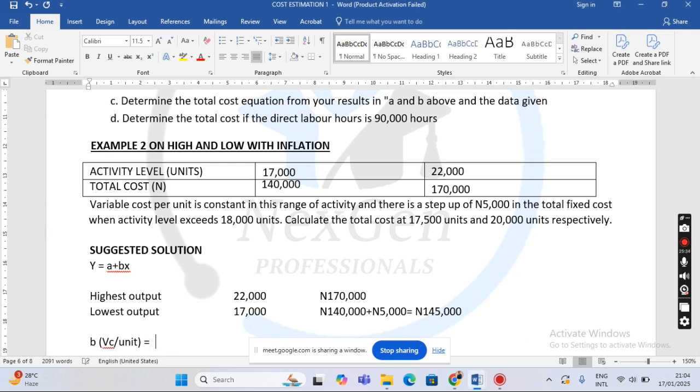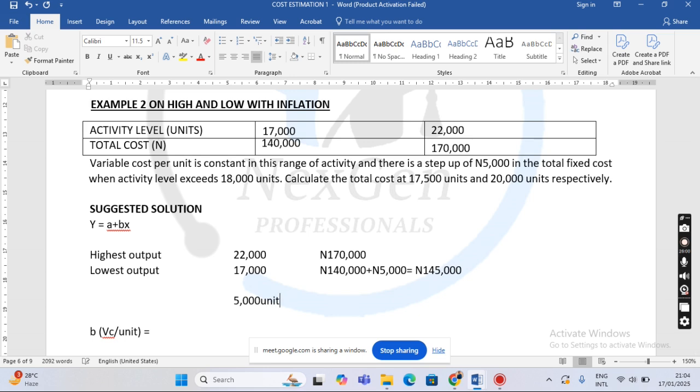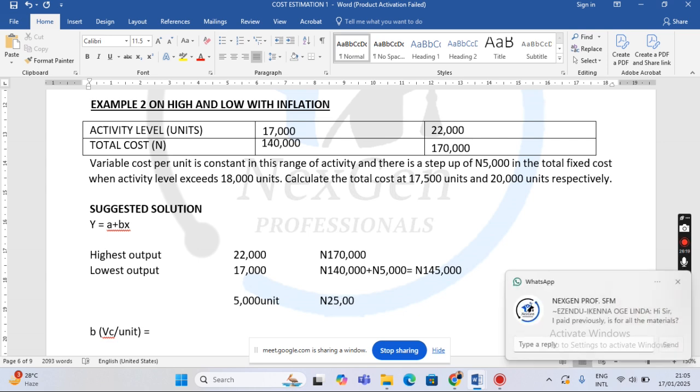Now we can say, what is the difference from our steps? You look for the difference. What is the difference between 22,000 minus 17,000? 5,000 units. If this is established, what is the difference between 170,000 and 145,000? 25,000.